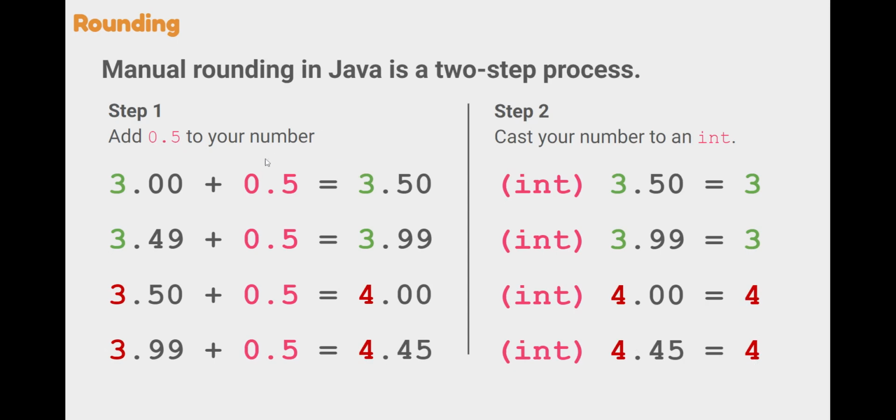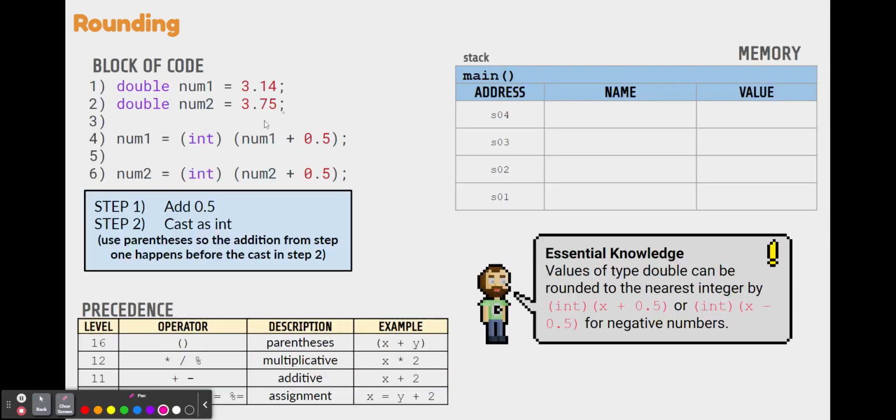So it's 2 steps. You need to add 0.5 to it, and then you need to cast it as an int. Now, if we remember our precedence, casts will always try to happen first in an arithmetic expression. So we need to make sure that we prioritize this addition to happen first. We need this addition to happen before we cast it. So we have that cast in a code example.